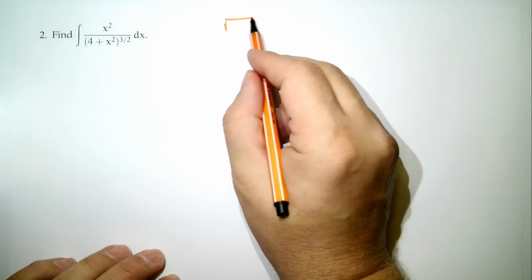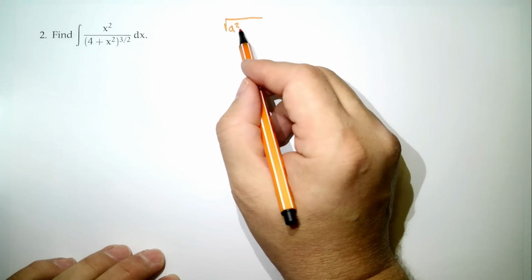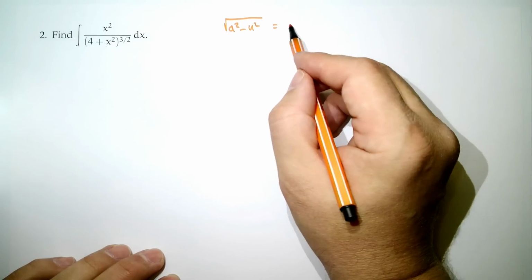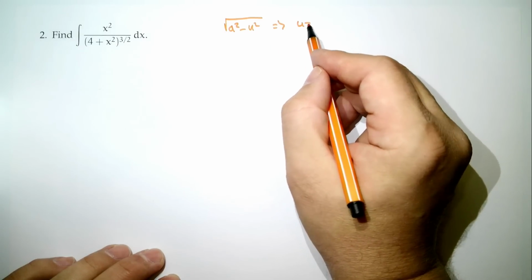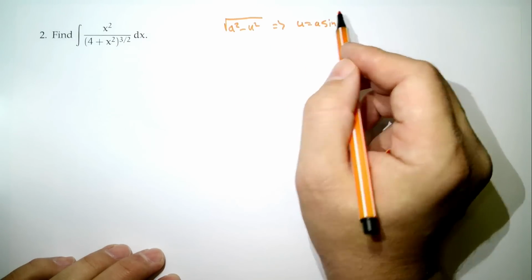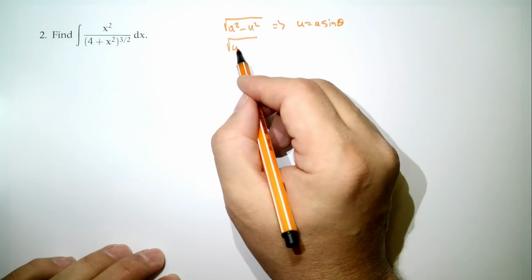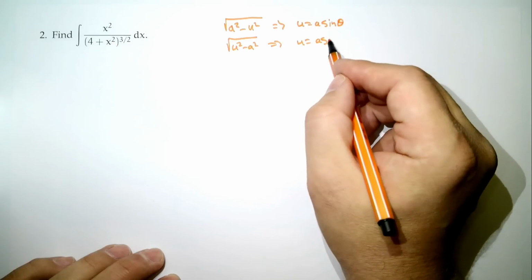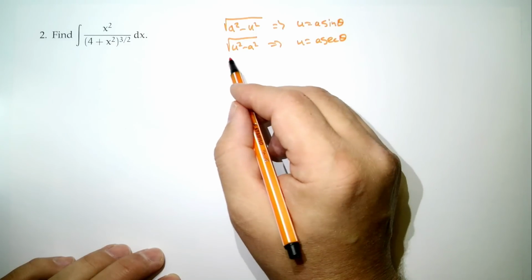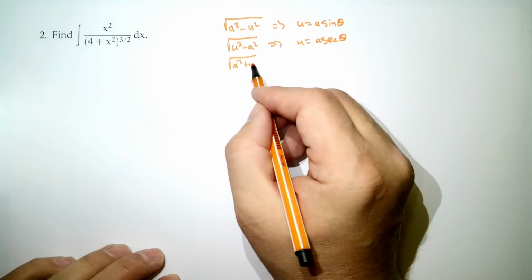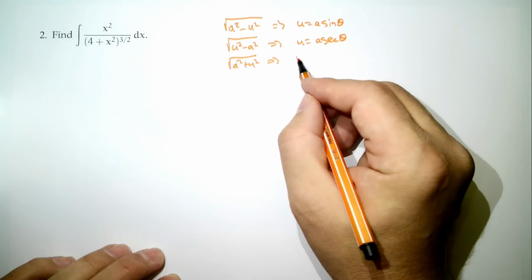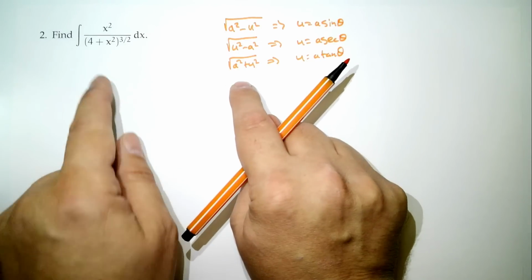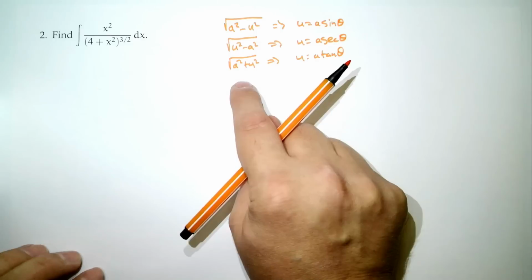If we see the square root of number squared minus function squared, well, then that says you're going to let u look like sine. If we see the square root of function squared minus number squared, well, that says u better be secant. But if they're both positive, in other words, we have an optimistic integral, then that should be tangent. In our case, we're both positive, so that's good.